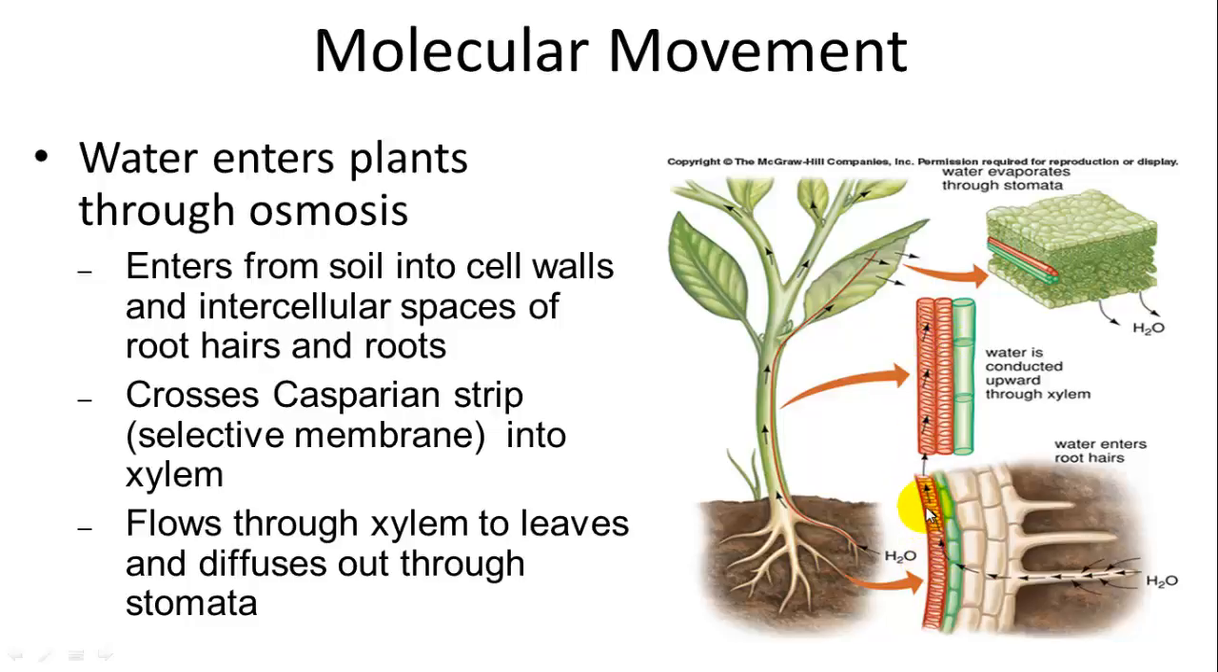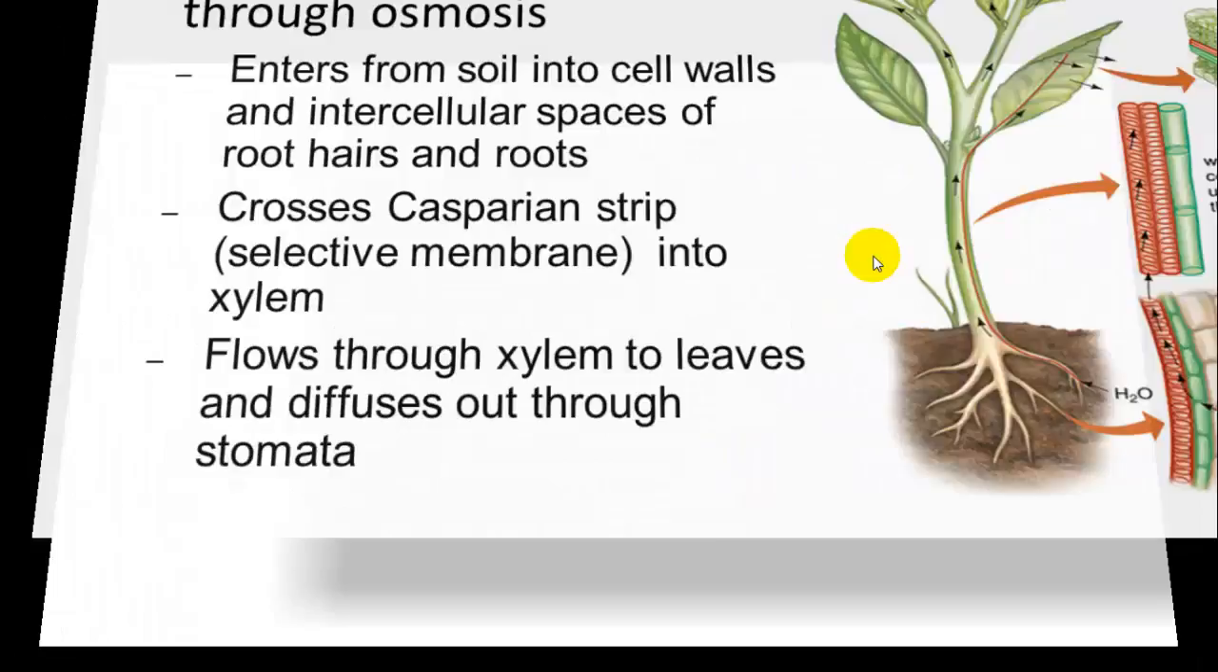From the xylem, it will go into the stem and the leaves, and then into the veins of the leaves, into the part of the cell where the mesophyll is. We'll fill that up, and then it will diffuse out through the stomata through the process of evaporation.